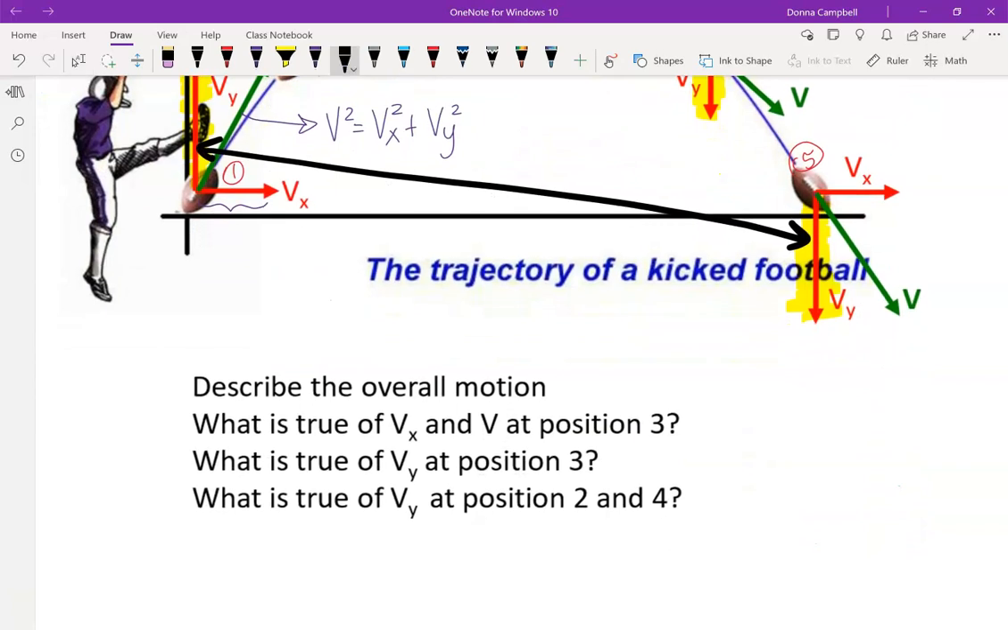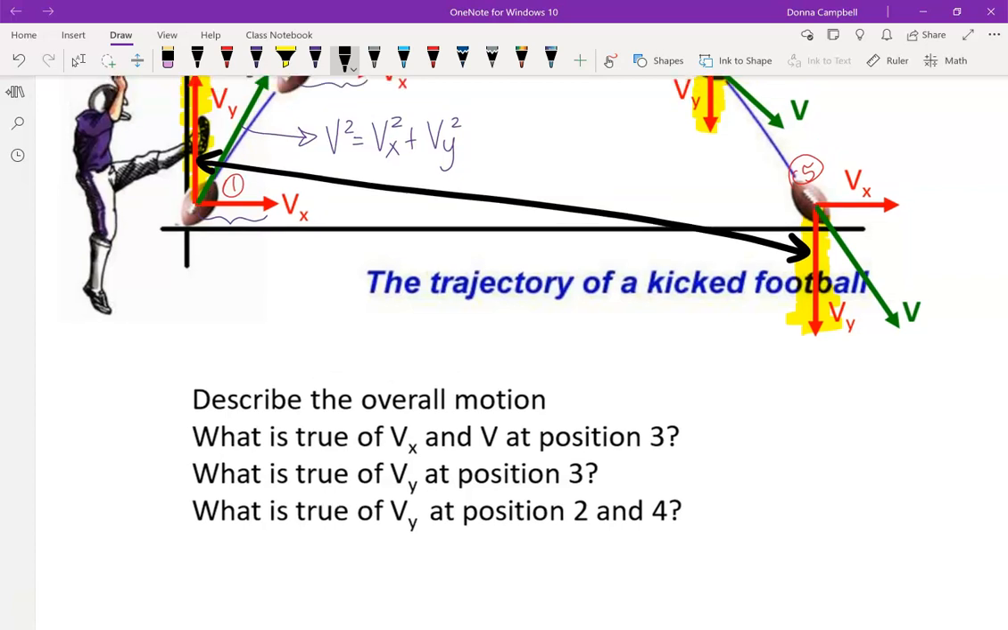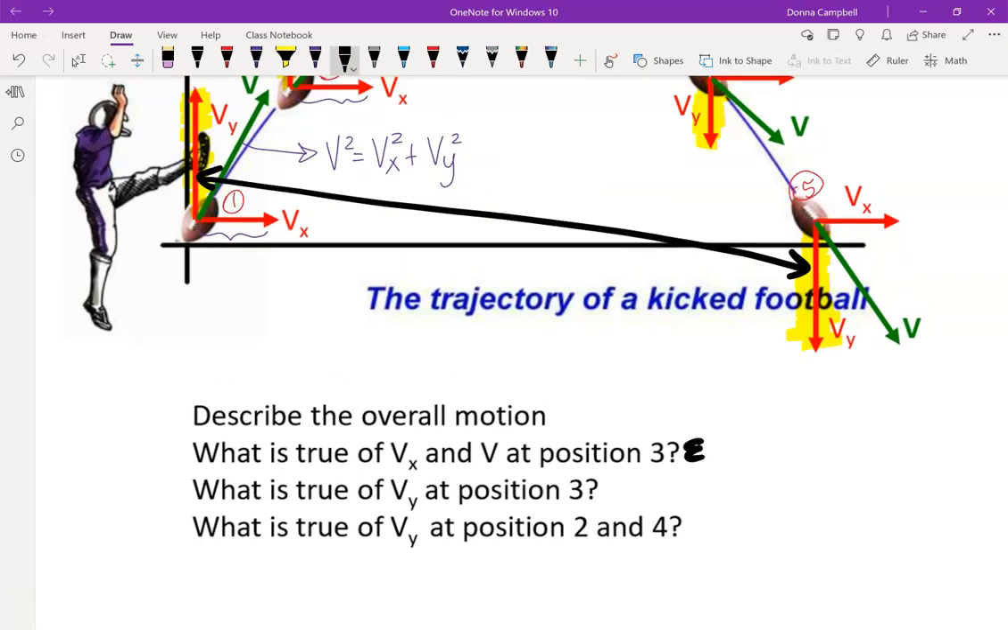So if we were to describe the overall motion, the ball rises and forms a parabola, comes back down. At the very top, it's moving the slowest, and then it picks up speed as it comes back down. The Vx and the V at position 3, that's the very top, are equal to each other. The Vy at position 3 is 0. There is no velocity in the y direction. Please note, there is acceleration in the y direction. There's constant acceleration in the y direction, and that is gravity.